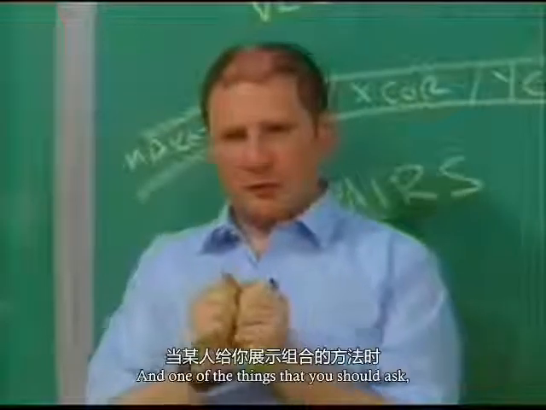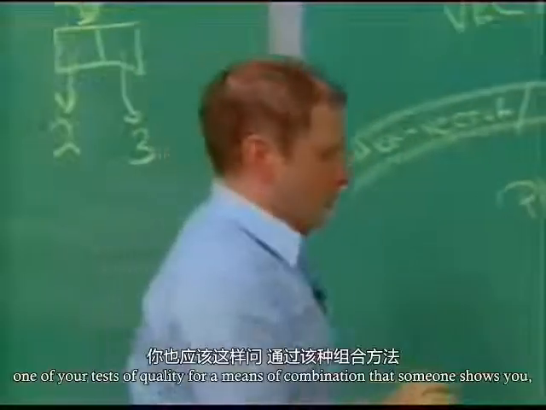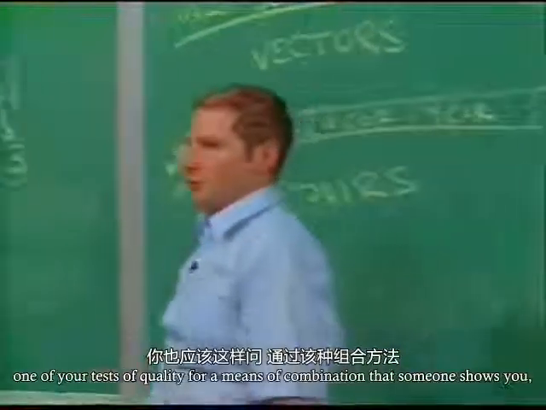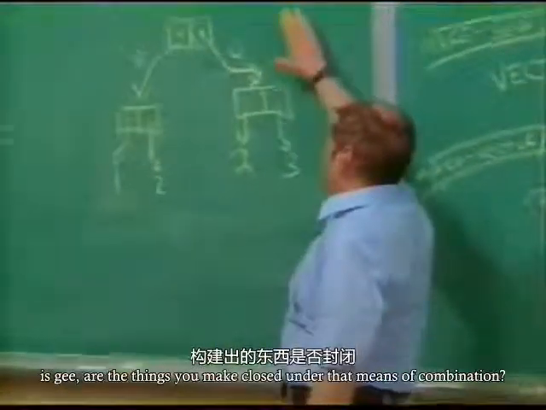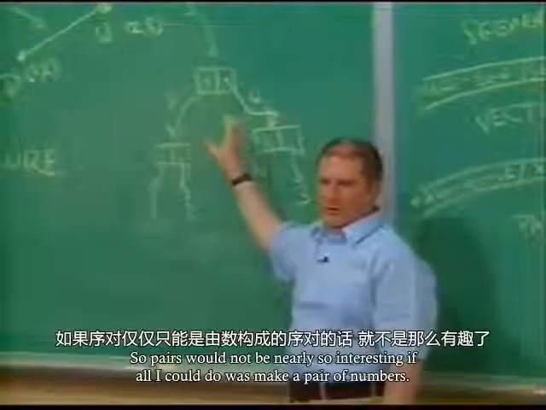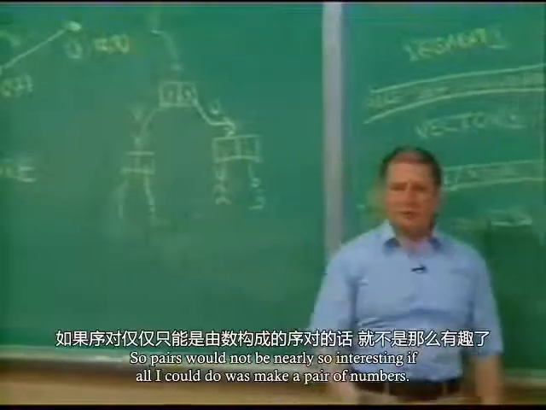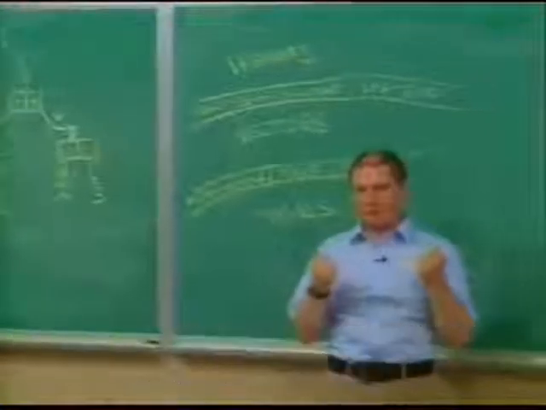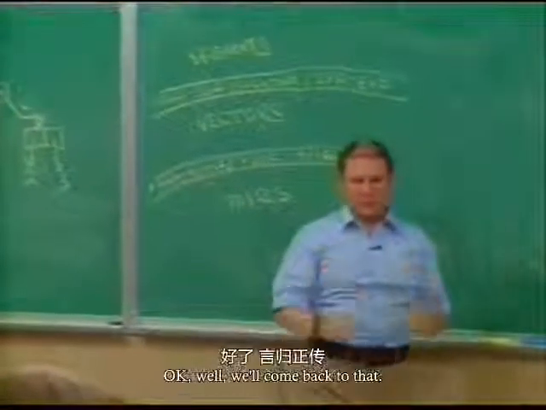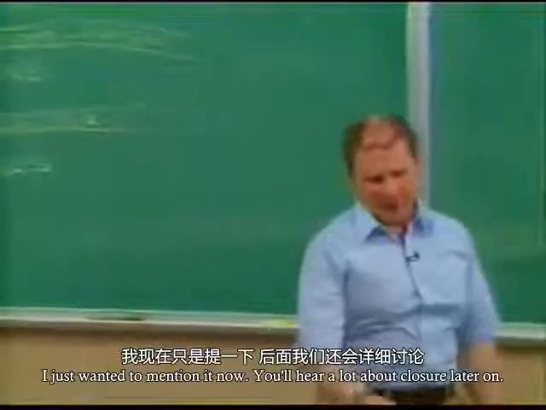And one of your tests of quality for a means of combination that someone shows you is, gee, are the things you make closed under that means of combination? Pairs would not be nearly so interesting if all I could do was make a pair of numbers. I couldn't build very much structure at all. Okay, well, we'll come back to that. I just wanted to mention it now. You'll hear a lot about closure later on.